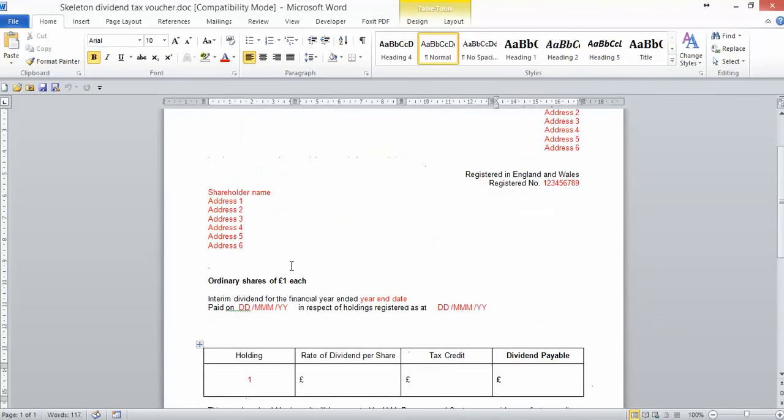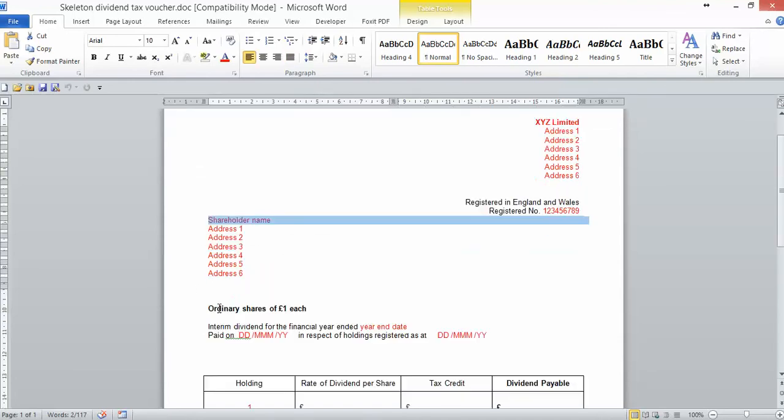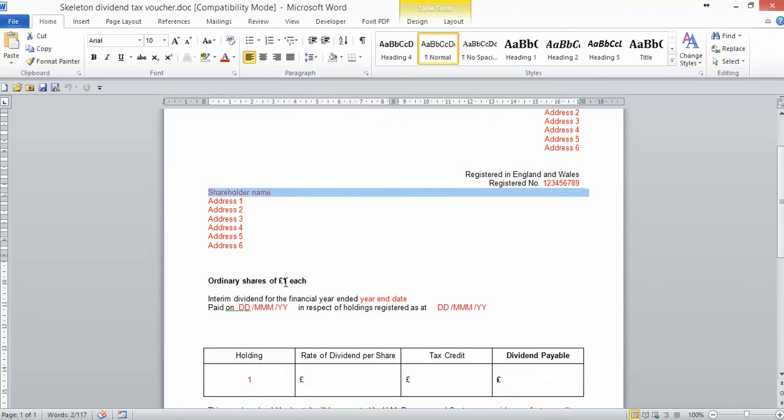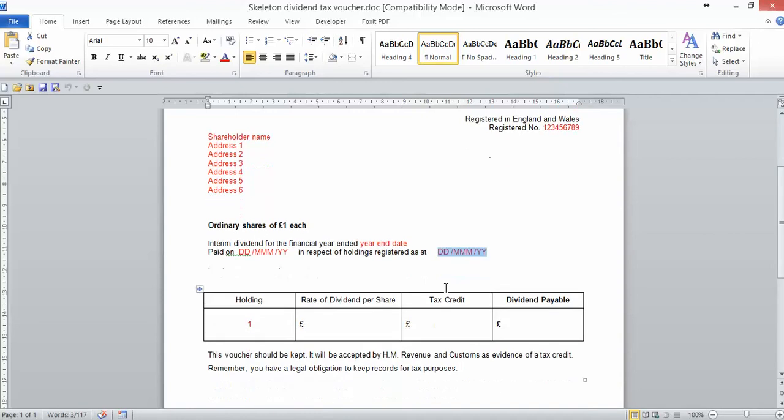You've then got the tax voucher. So again, we want to put John Smith Limited, the address, the registered office address this will be, the registered office number which is held on Companies House, then the shareholder name, so the first one would be John Smith and his home address. Again, ordinary shares of £1 each. If your shares aren't £1 each, then you need to change that. Interim dividend for the financial year ended 31st of March 2016 because that's the period we're looking at. Paid on the 30th of April 2015 in respect of holdings as at 30th of April 2015.